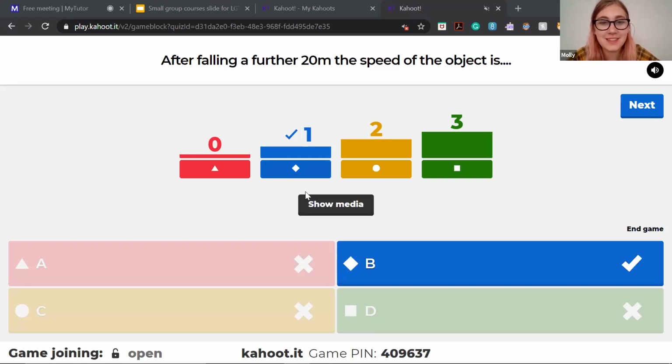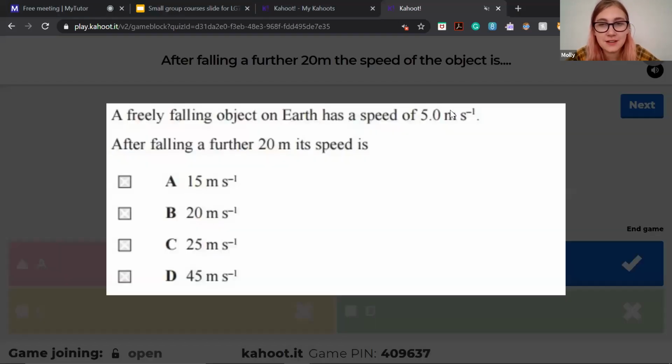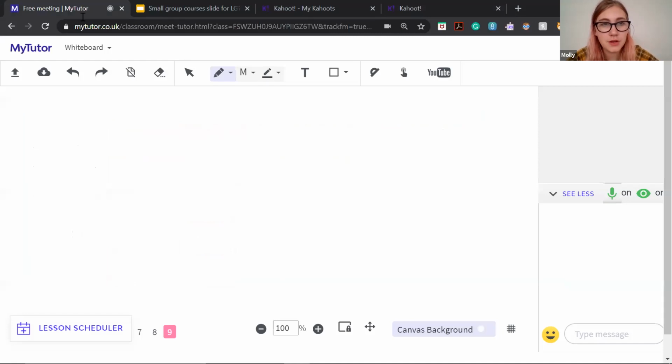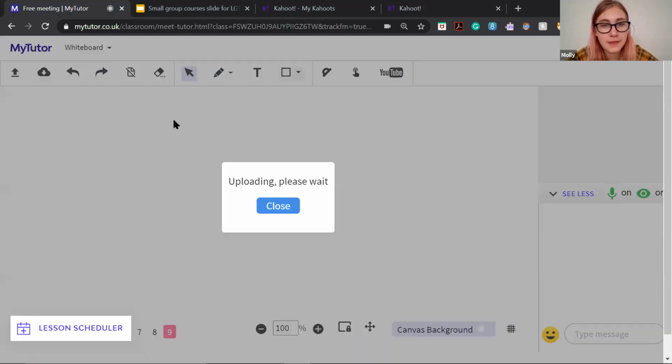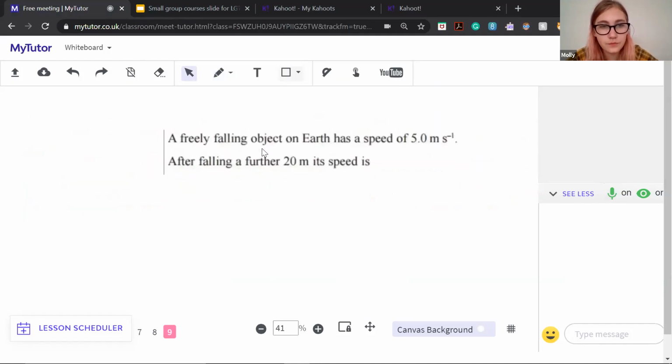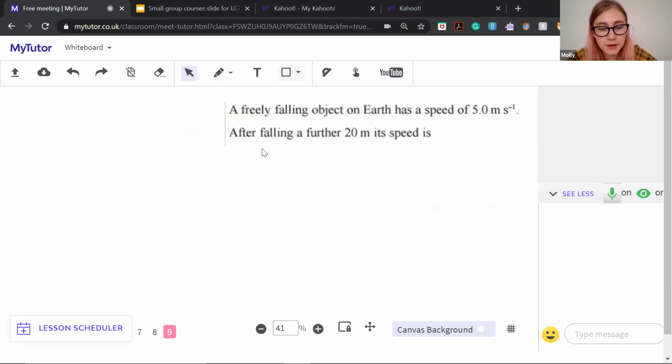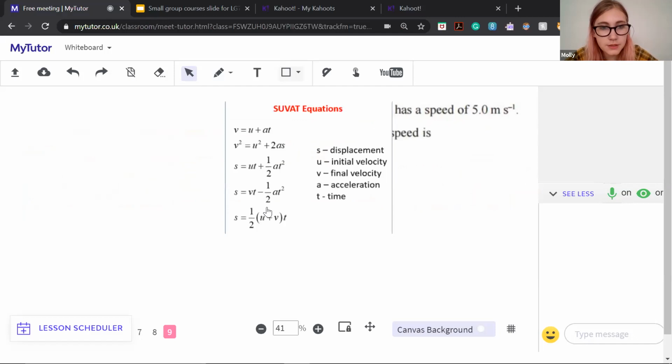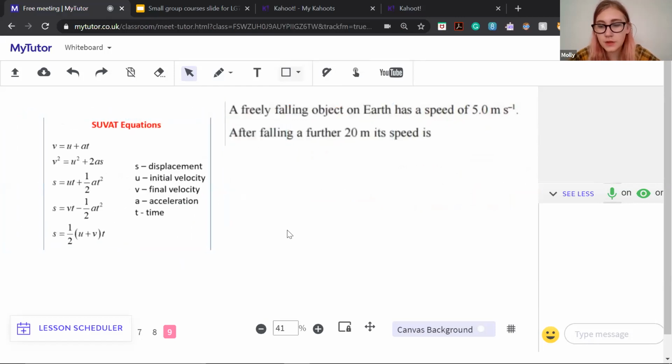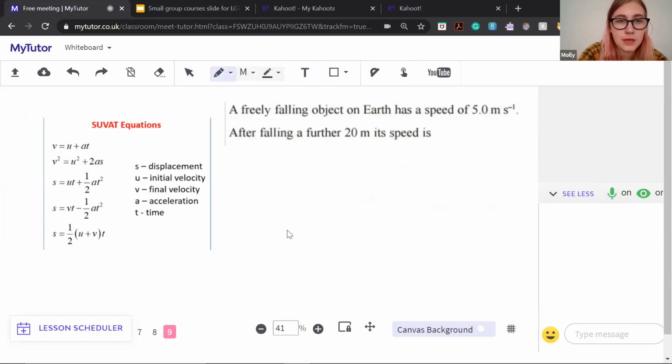Okay, difficult one again, that. So let's pop this in here. Have a look at it here. So let's pop our SUVAT equations on again. So let's see. SUVAT.